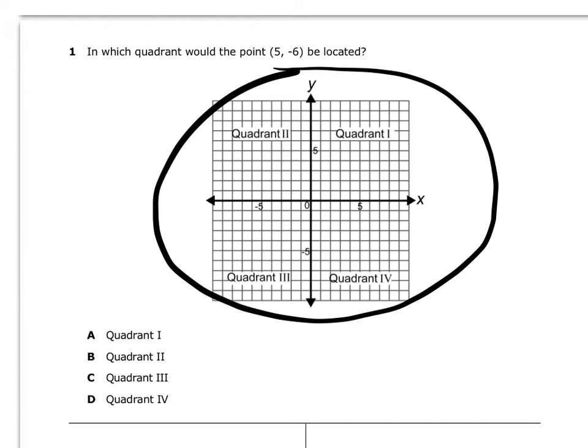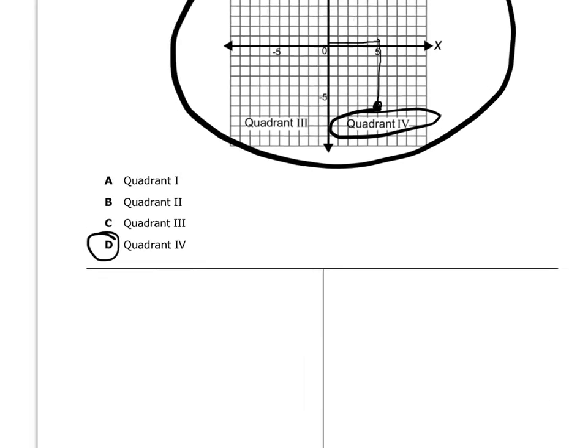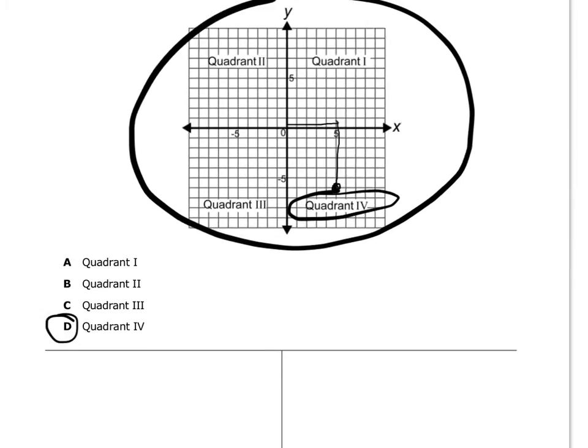Well, we go to the mountain first, so we go 5, and then it's -6, so we're going to go down 6. We're going to be right here. What quadrant is that in? Quadrant 4, it tells us right there. So our answer on that one is D. Now, don't just go home and study the answers because they are going to change. That's number one. Easy.